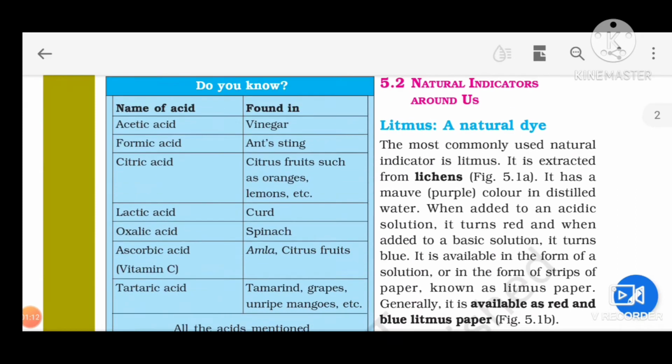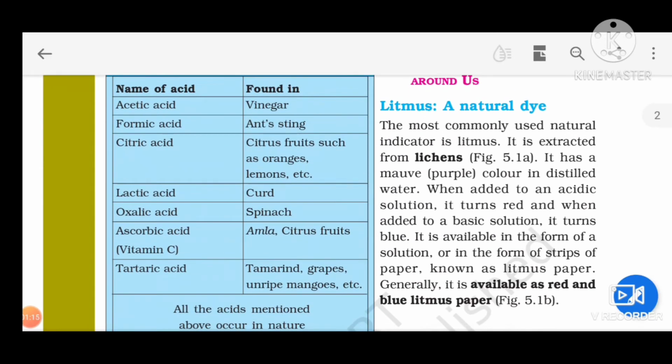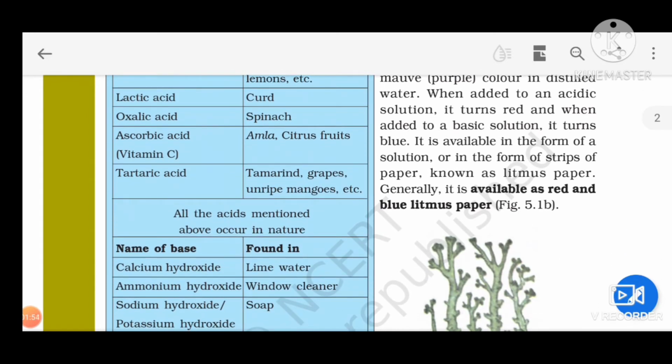Here we can see a column: the name of the acid and where it is found. Acetic acid is found in vinegar. Formic acid is found in an ant's sting. Citric acid is found in fruits like oranges and lemons. Lactic acid is found in curd. Oxalic acid is found in spinach. Ascorbic acid, vitamin C, is present in amla and other citrus fruits. Tartaric acid is present in tamarind, grapes and unripe mangoes. All the acids mentioned above occur in nature.